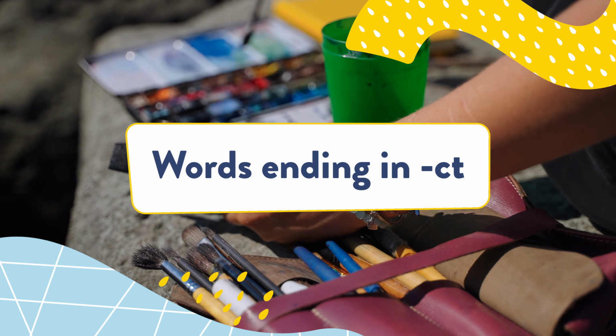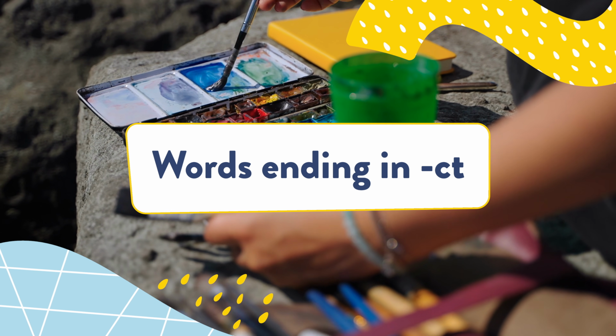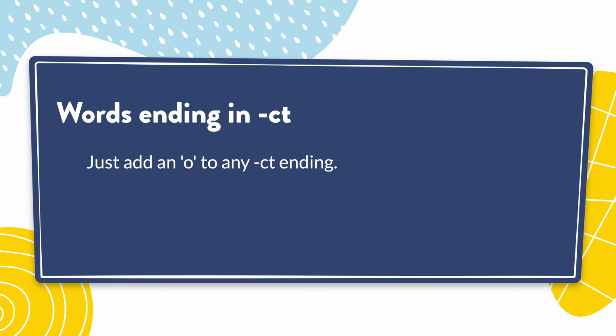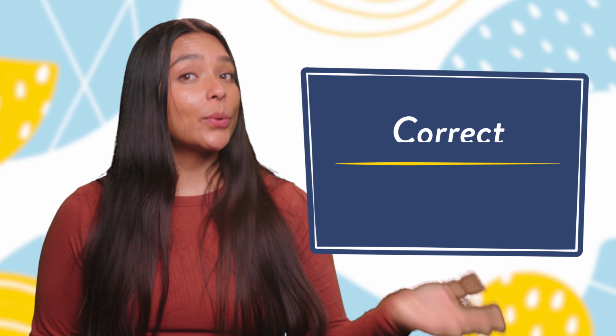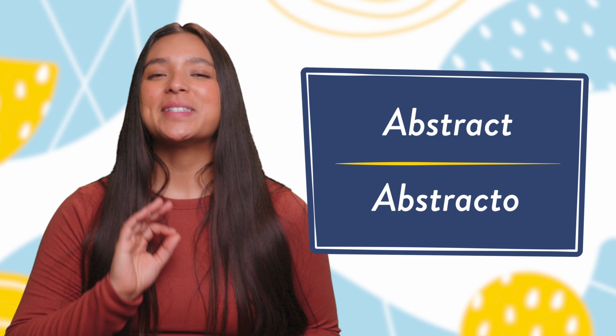And the final near-perfect rule is for words ending in CT. This one is nice and easy. Just add an O to any CT ending. For example, correct becomes correcto, or abstract turns into abstracto. So those are all the near-perfect cognates that follow the rules.